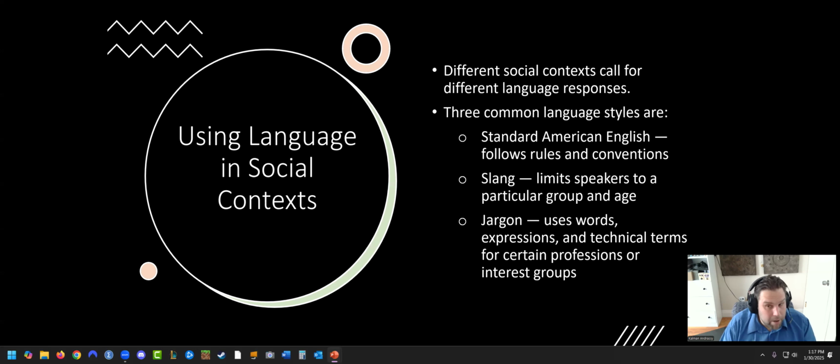And of course, that can also be a regional thing as well, right? Individuals in different parts of the United States, for example, will have different words or phrases for things that are not used in other parts of the country.